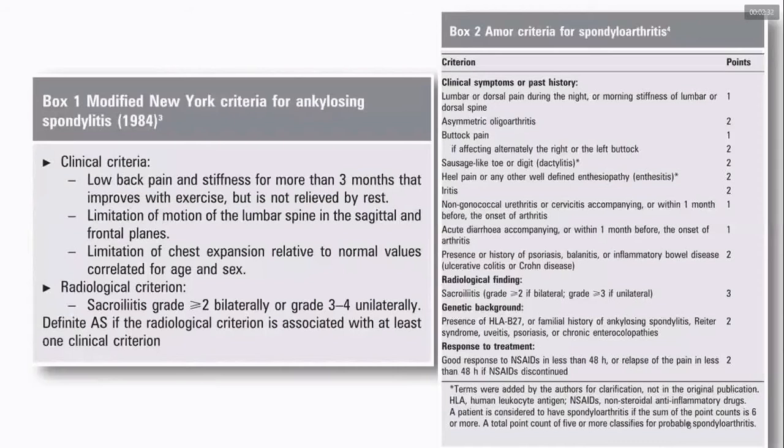Then the radiological criteria. I will be talking about this in another presentation, I have some pictures about it. There will be sacroiliitis of grade 2 or more bilaterally, or grade 3 to 4 unilaterally. So to define ankylosing spondylitis, the radiological criterion is associated with at least one of the clinical criteria.